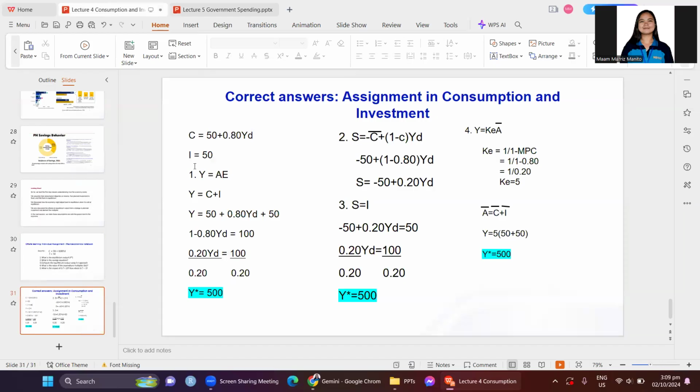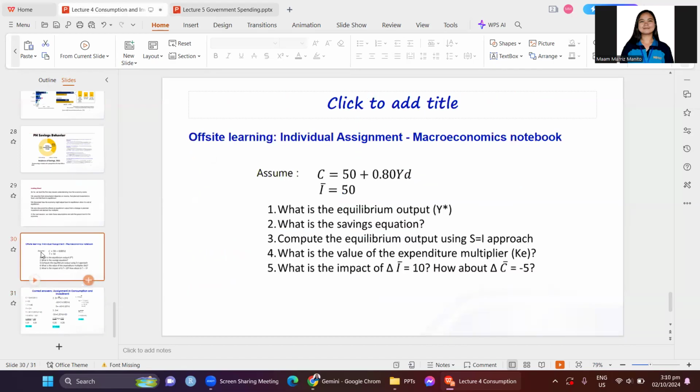Specifically for sections A and C, I think this is crucial because we need to correct this, so that as we go further in the following lessons or lectures, we are on the right track. Okay, just a quick recap. The assignment in consumption and investment started with this given: consumption is equal to 50 plus 0.80 multiplied by disposable income, and the autonomous investment is equal to 50.